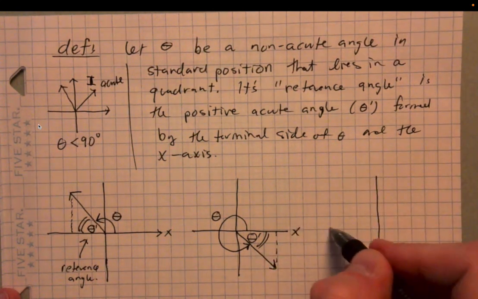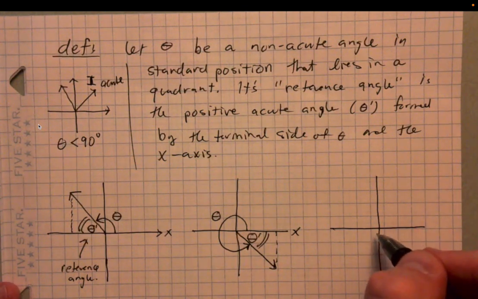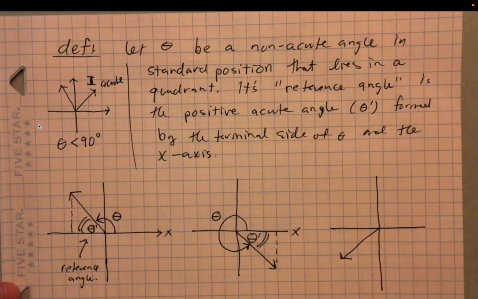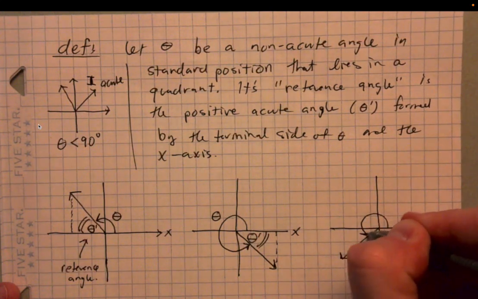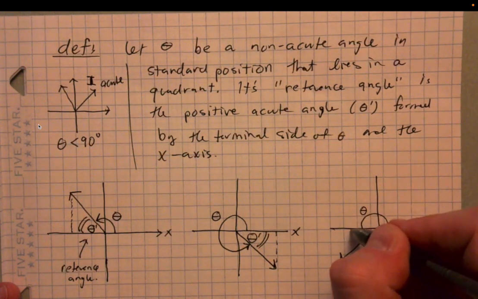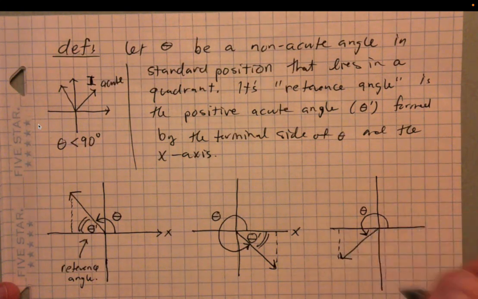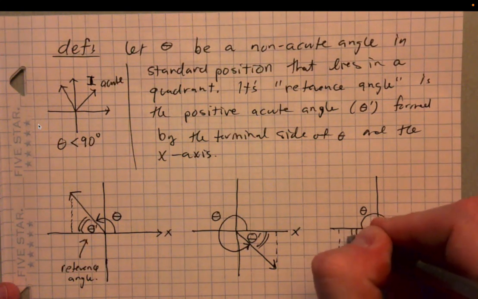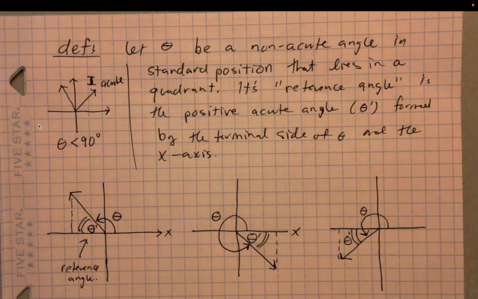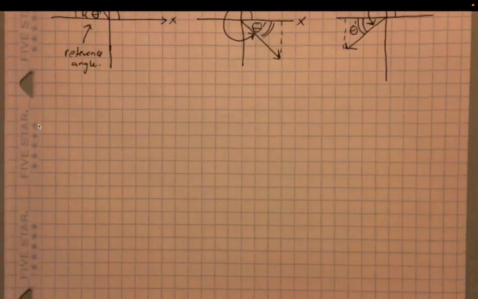What about this one? Let's say I've got something over here, and here's my theta. You can think of the triangle as being here, and theta prime is that angle. So we're just looking for the acute angle that the ray makes with the x-axis. Okay, let's do some examples.